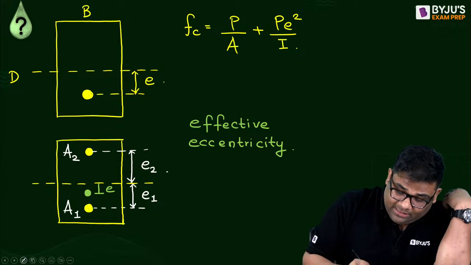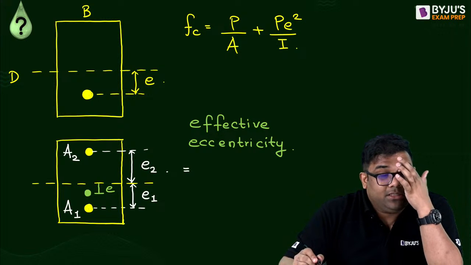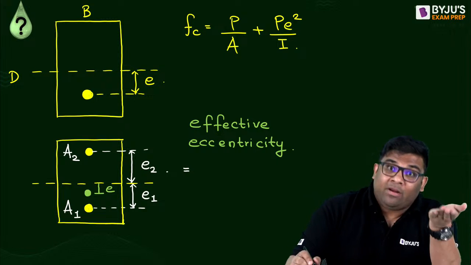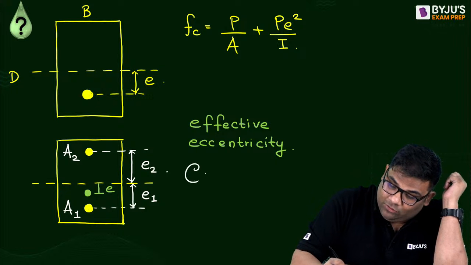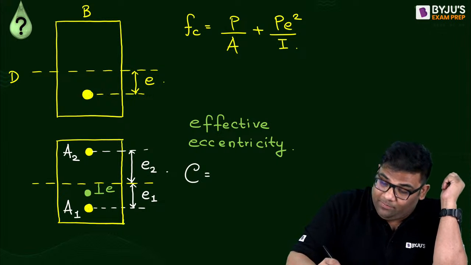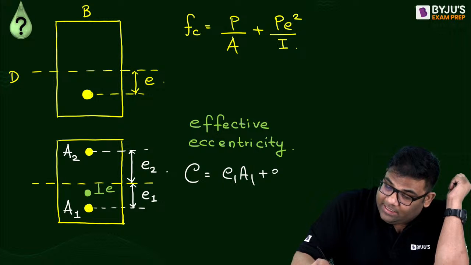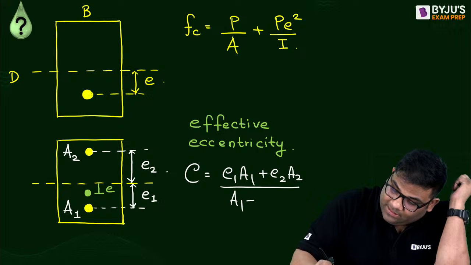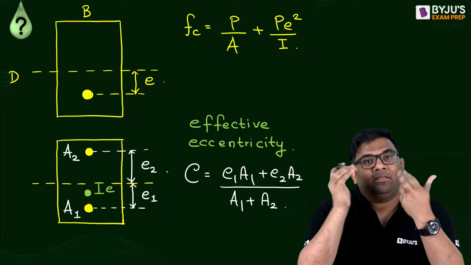Now how did we find the centroid, do you remember? For 2 areas of a complex area, it was C1A1 plus C2A2 divided by A1 plus A2. So similarly here, this effective eccentricity E will be equal to E1A1 plus E2A2 divided by A1 plus A2.